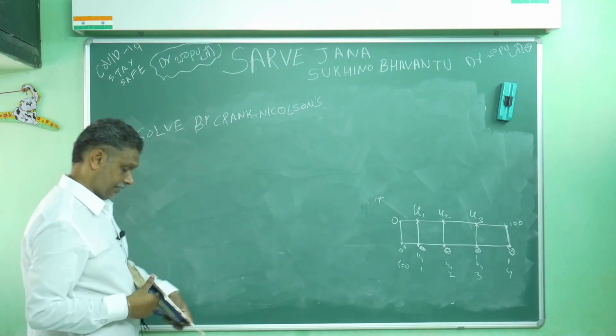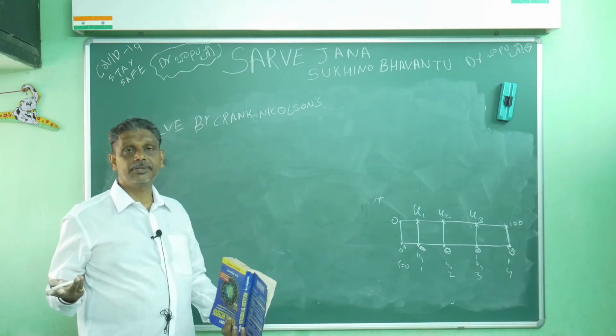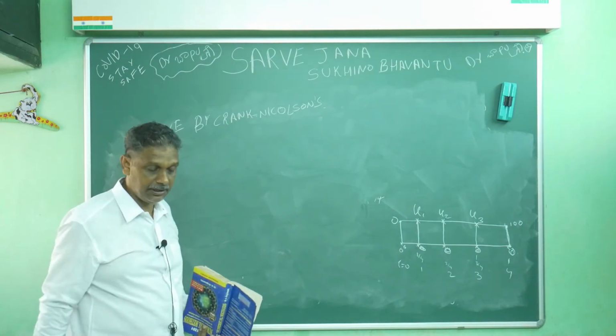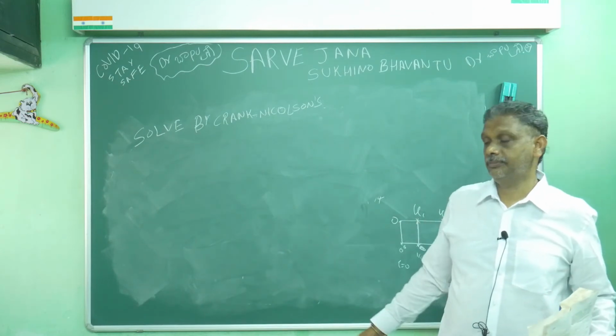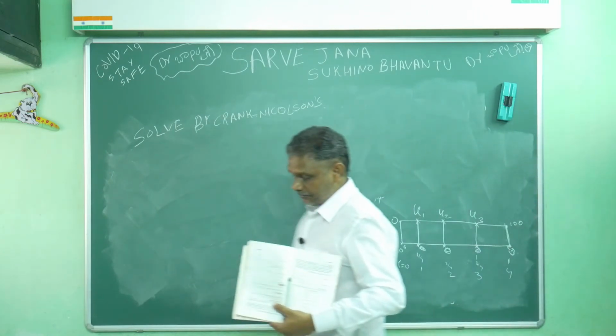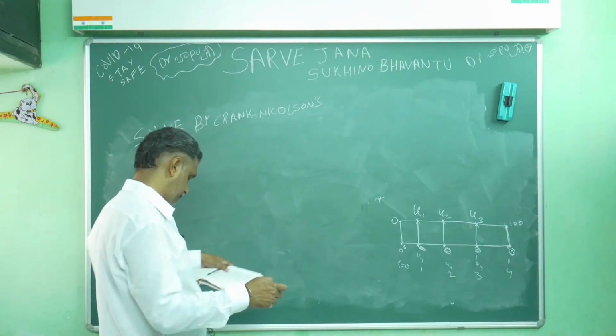You have to learn the formula by heart, once, twice, thrice you can do. Once, twice, thrice, if you read it, automatically it will be remembered. I'm just copying the formula, don't worry. But you don't copy, read and do.